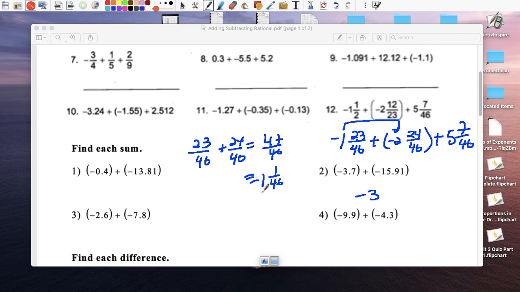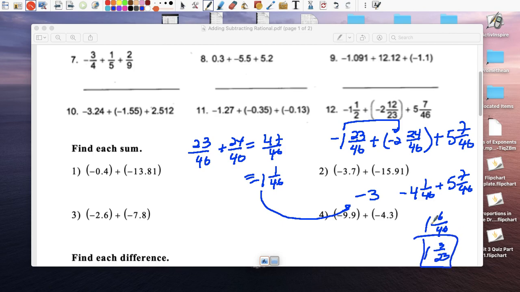Then what ends up happening is that you combine the whole numbers, and you get negative 4 and 1 over 46. If you're comfortable doing that, be my guest. And then to that, we're going to add 5 and 7 over 46. So we end up with 1 and 6 over 46, or 1 and 3 over 23, as our final answer. Again, if you're comfortable doing that, you can.